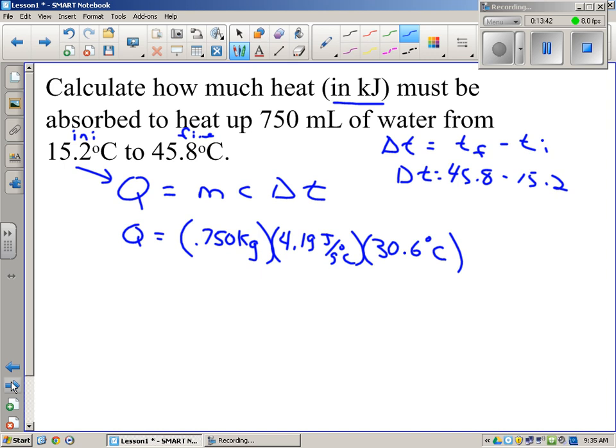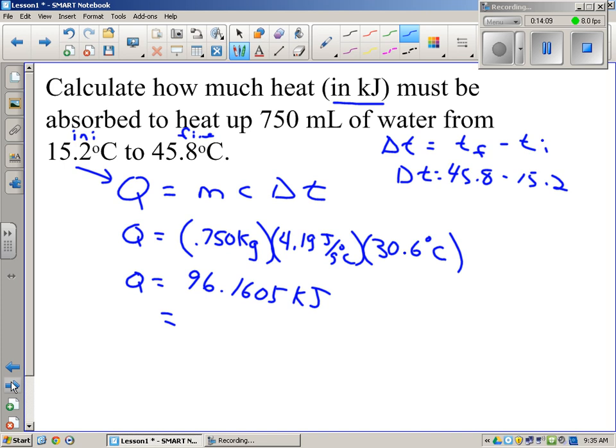Now, once again, I already have kilograms there, so my answer, of course, will be in kilojoules. Multiply these numbers together, 4.19 times 0.750 times 30.6, and you're going to get 96.1605 kilojoules. Okay?